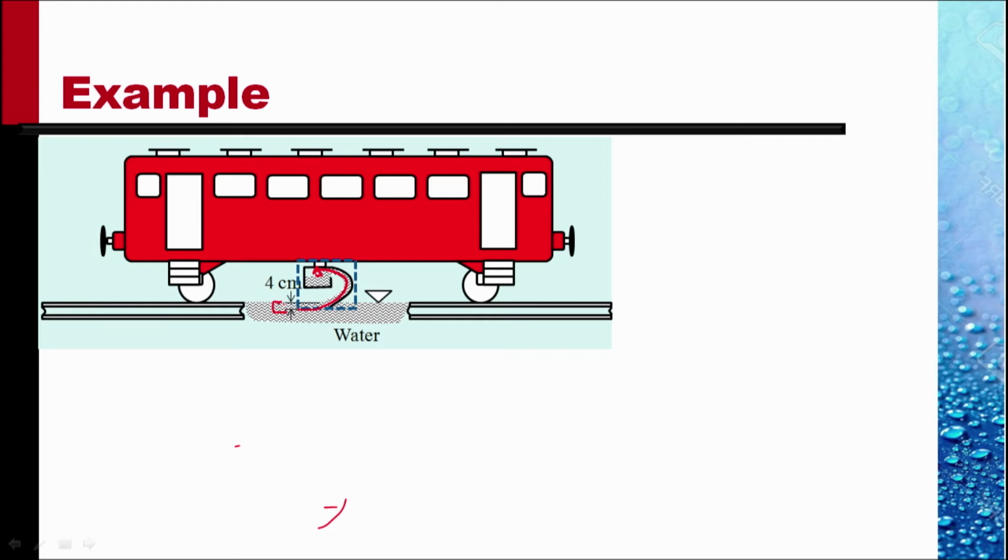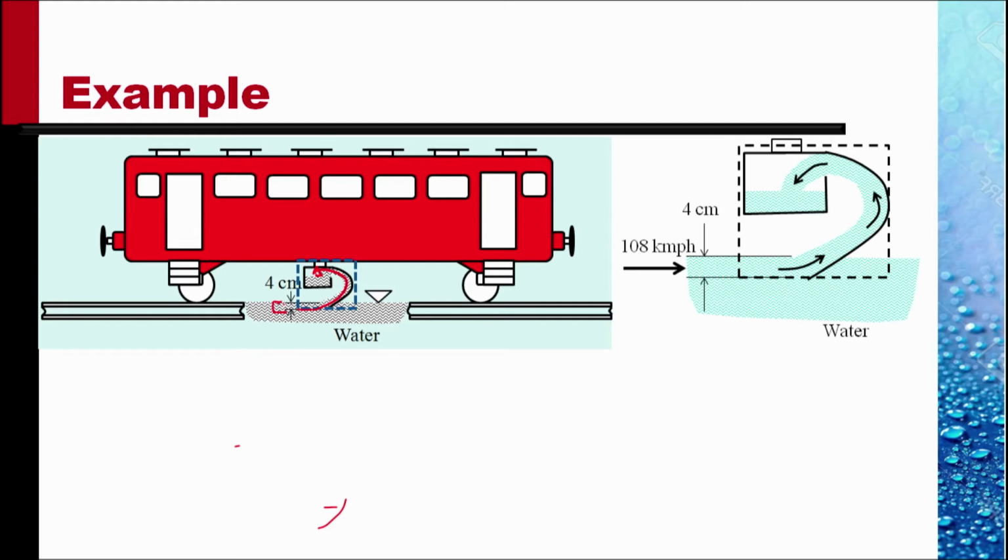The density of water times the velocity of the train times this area, 4 centimeter into 1 meter per meter depth. There is no efflux from this control surface. So, rate of accumulation must be just this, the density of water times the velocity times the area of scooping. This is the control volume that we use. The speed of the train is 108 kmph. There is no exit of water. So, the water is continually being accumulated inside the tank, inside the control volume.